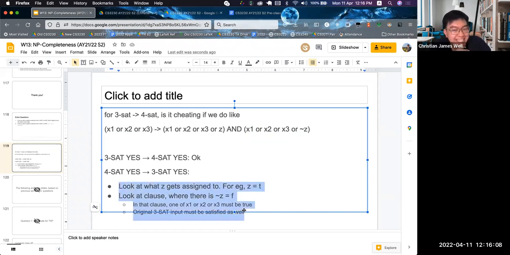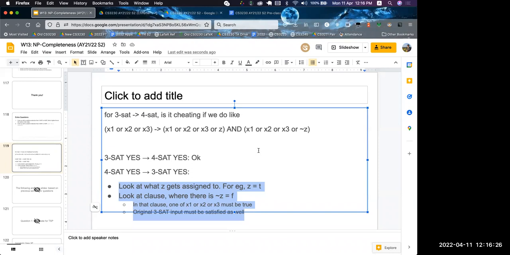Is this argument confusing? No, it makes sense.